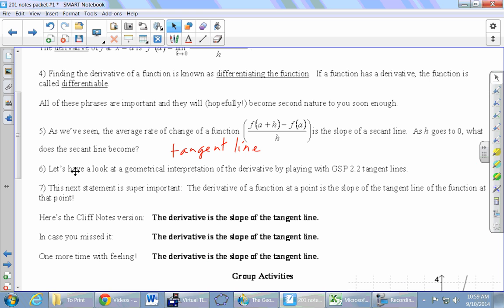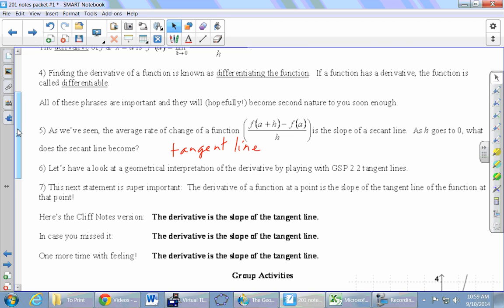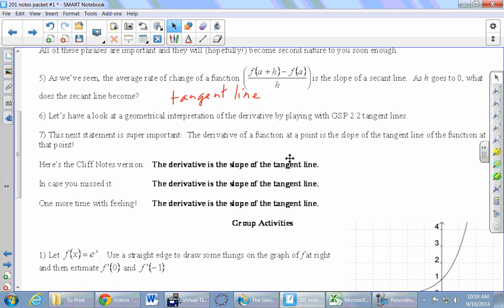All right, so number 7 says the next statement is super important. The derivative of a function at a point is the slope of the tangent line of the function at that point. All right, so we're going to do some chanting here. So who's our next reader? Is it Kyle? All right, so Kyle's going to read the stuff that's on the left, and we are all going to chant along with the stuff that's in bold. Go ahead, Kyle.